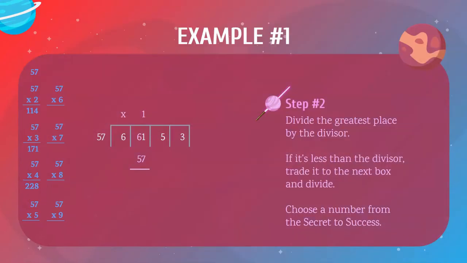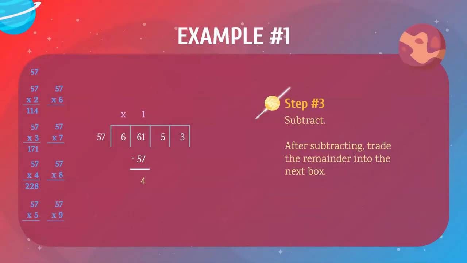We know 57 is the first multiple in the list, and 1 times 57 is 57. So let's subtract. We'll get 4, and we are going to trade that into the next place value, which is the tens place. So 4 hundreds becomes 40 tens. Combined with the 5 that we already had, we now have 45 tens.